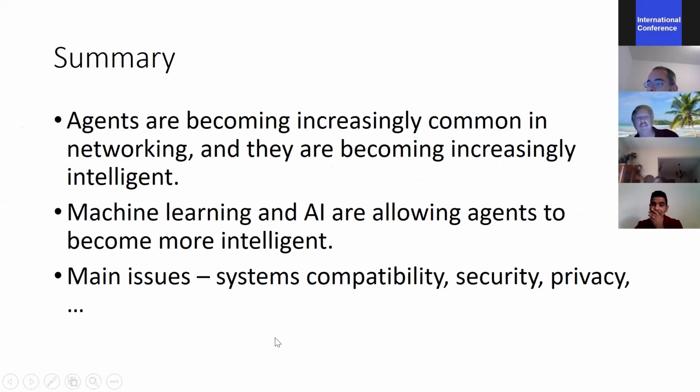So agents are becoming increasingly common in networking of all sorts. They're becoming increasingly intelligent. You've heard probably of machine learning and artificial intelligence that are becoming embedded, that are allowing these agents and these autonomous vehicles to become more intelligent as they gain experience. The main issue is there's still many systems incompatibilities. While agents have the ability to make deductions, they're not good at making inference.